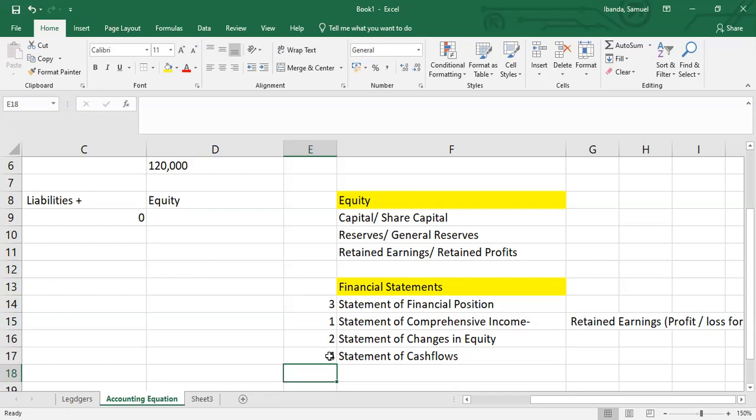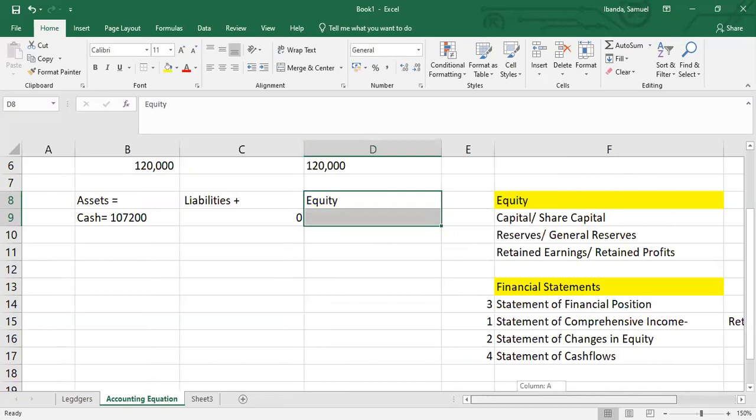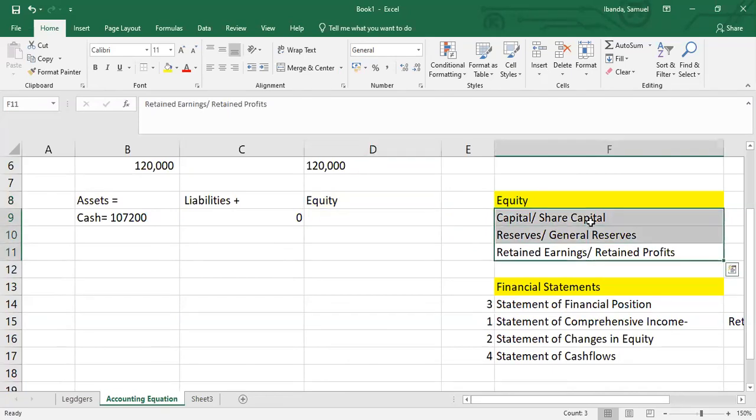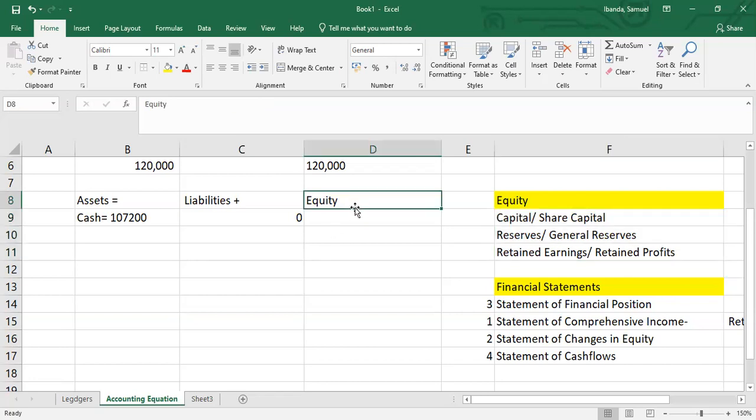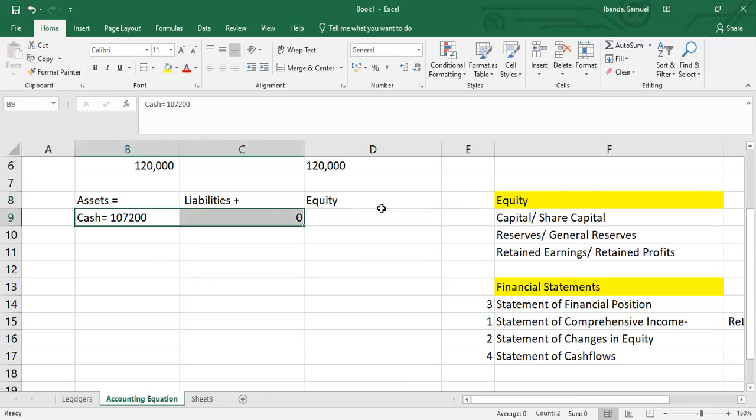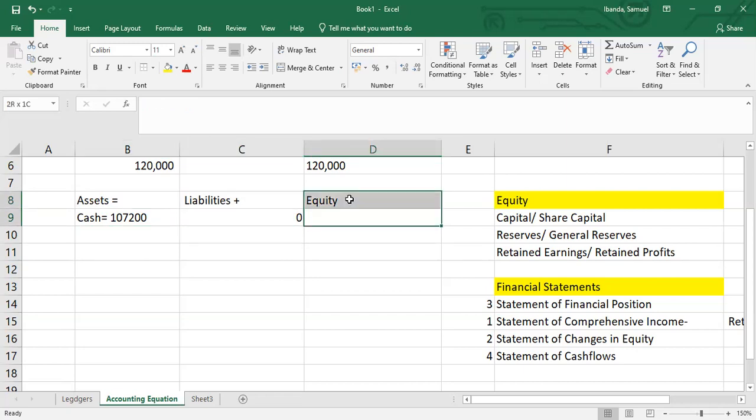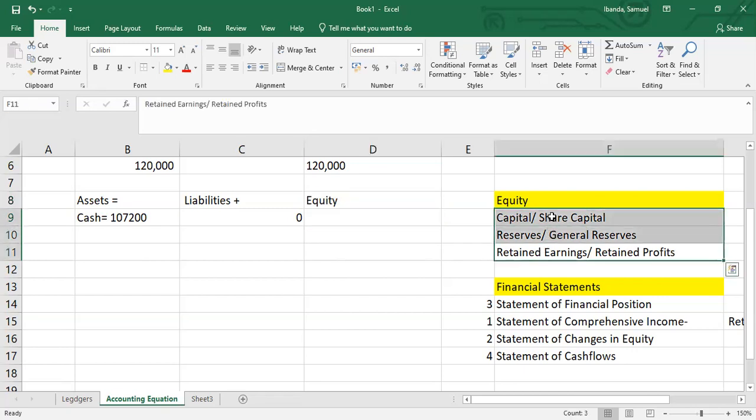So what I wanted to stress here is part of this equity that you see in this asset equation, it's not only capital, but it also includes all these. Now, because we don't have expenses and incomes in the asset equation, they are catered for under equity. And the reason why they are catered for under equity is that under equity, we have capital, reserves, but we also have retained earnings or retained profits, which come from our P&L.